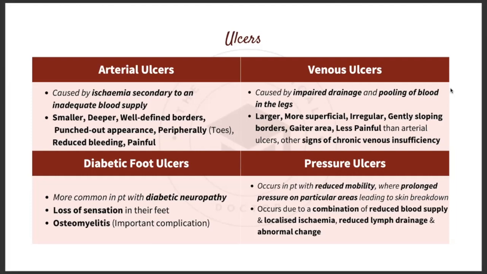So they are larger, more superficial, irregular, gently sloping borders. It's usually affecting the gaiter areas. They're less painful than arterial ulcers, but there are other signs of chronic venous insufficiency. Diabetic foot ulcers, more common in patients with diabetic neuropathy.